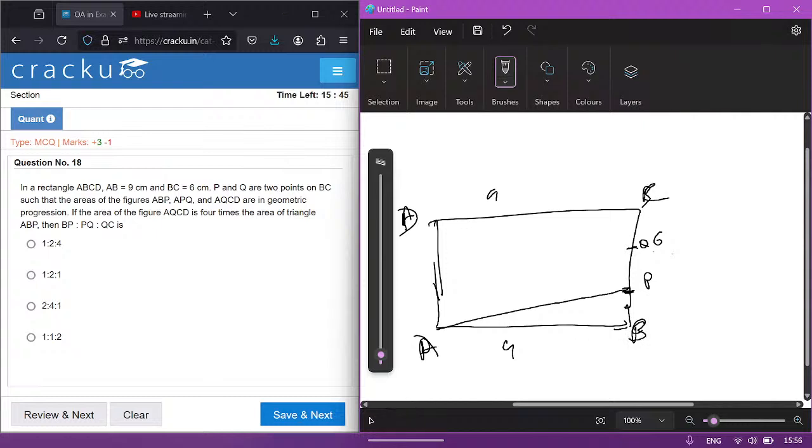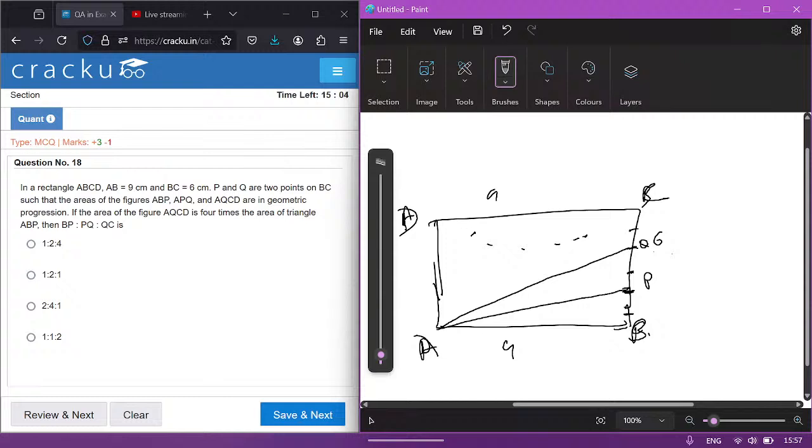B, C, D, ABP, APQ, and AQ, DC. Okay, this whole area. Am I understanding it correctly? I think yes. This whole area is in GP. So BP by PQ by QC we have to find, right? Okay. The area is in GP.